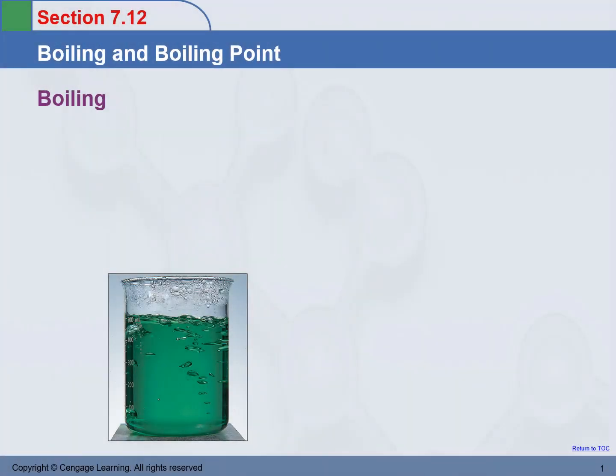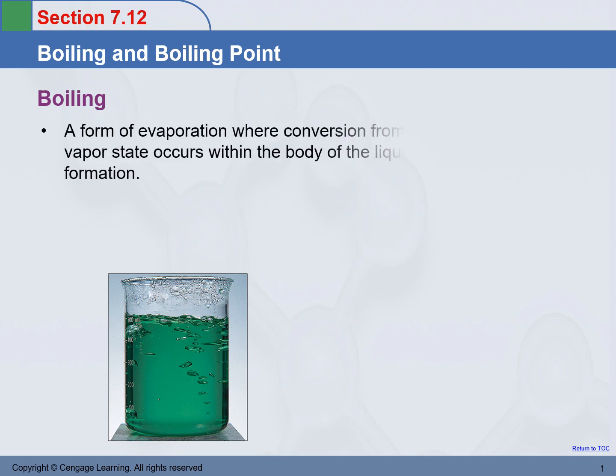In this episode, we are going to discuss the boiling process and the boiling point. Boiling is a special form of evaporation. In this process, the conversion from liquid state to the gas particles, vapor, occurs within the body of the liquid. In the last episode, when we talked about evaporation, we made it clear that evaporation only occurs on the surface of the liquid. But how come here evaporation occurs within the body of the liquid?